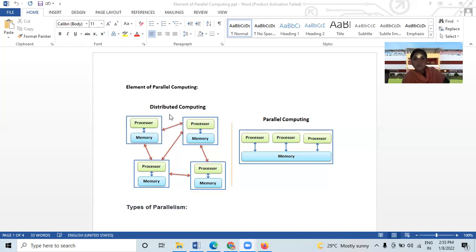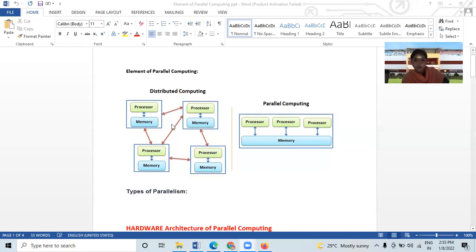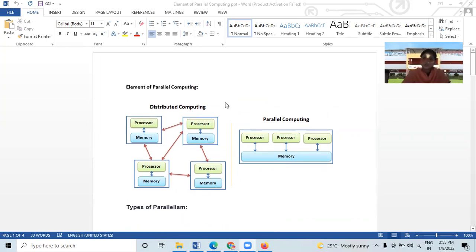We have already studied this, right? Distributed computing: what is the processor, memory, how tasks are divided into subtasks, right? So in today's lecture, we will see about parallel computing here. Okay. So parallel computing, why do we use parallel computing?